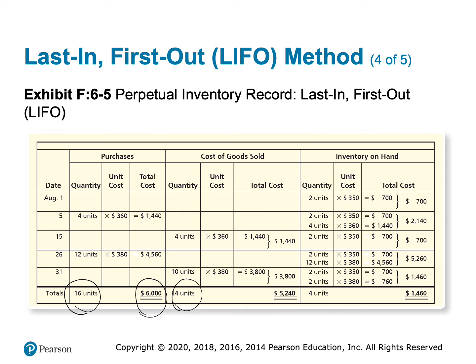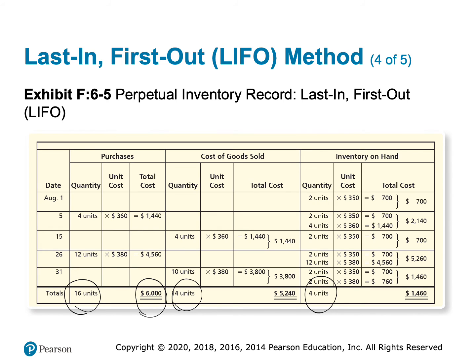So cost of goods sold is higher under LIFO if prices are rising. If prices are rising, then we are assuming we're selling the newest goods, which are the most expensive. So cost of goods sold is always highest under LIFO if prices are rising. Notice ending inventory is still 4 units, but in this case, those 4 units have a value of $14.60. Under FIFO, they had a value of $15.20.